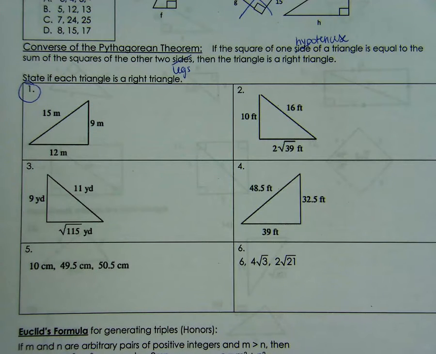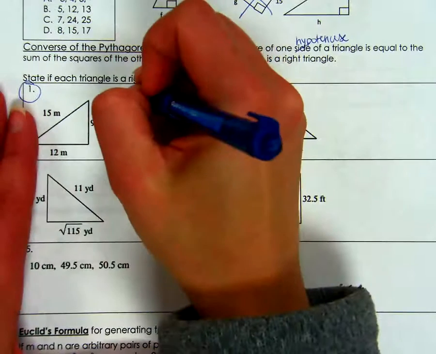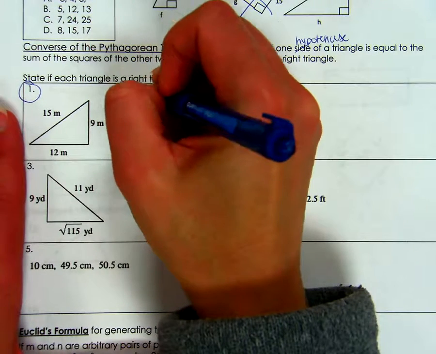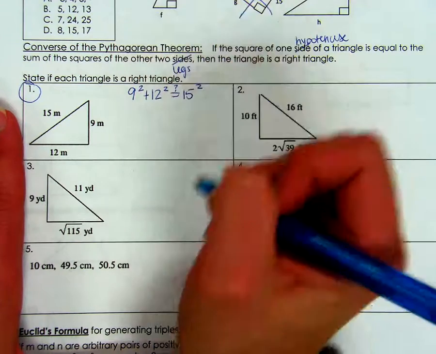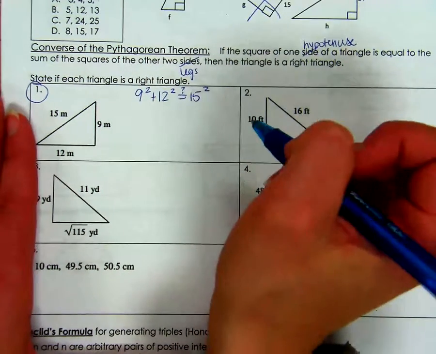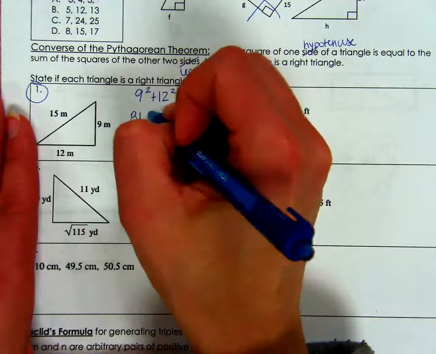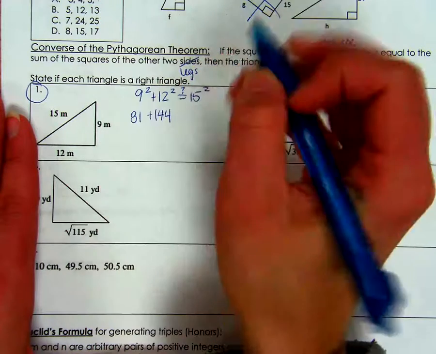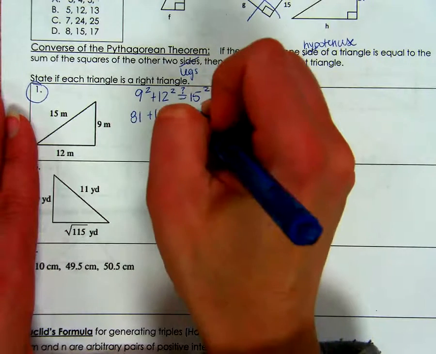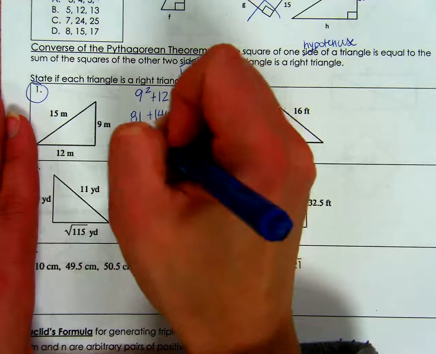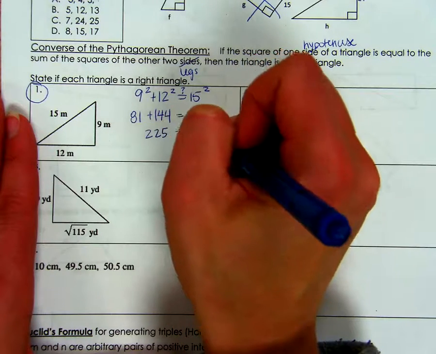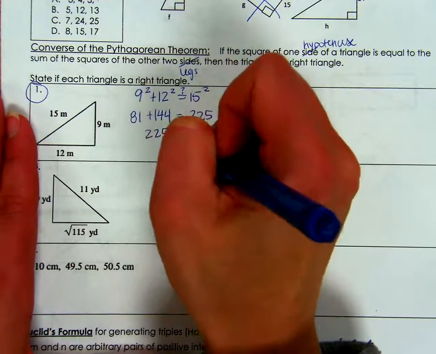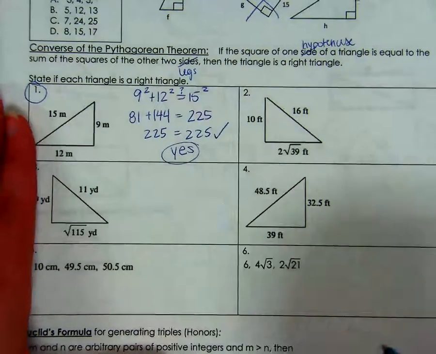So we know it's a right triangle if the Pythagorean theorem is satisfied. You take your short sides, 9 squared plus 12 squared. Does it equal 15 squared? I always put that question mark because I don't know for sure. 81 plus 144. Does that equal 225? 225 equals 225. That checks off. So yes, that does make a right triangle.